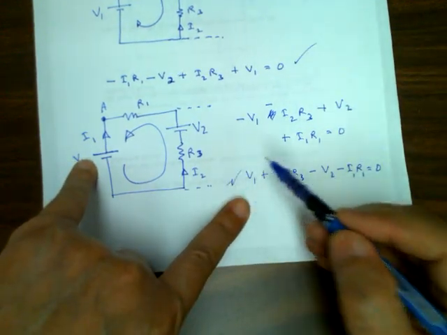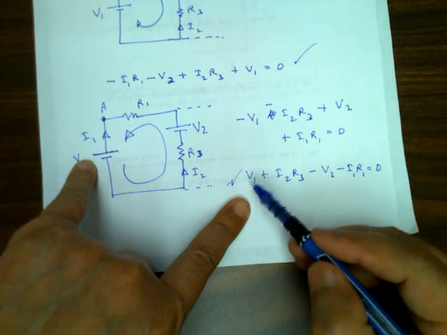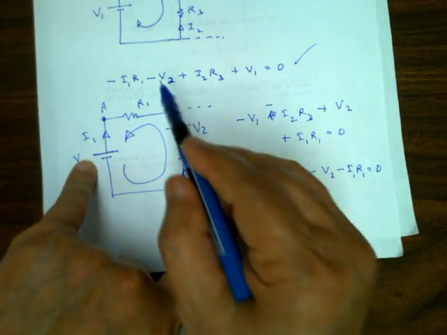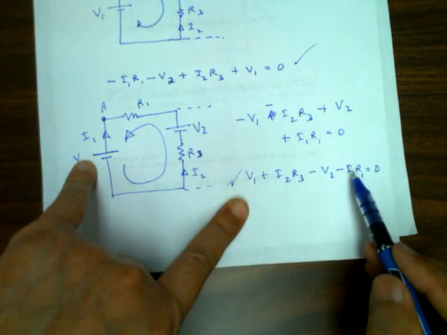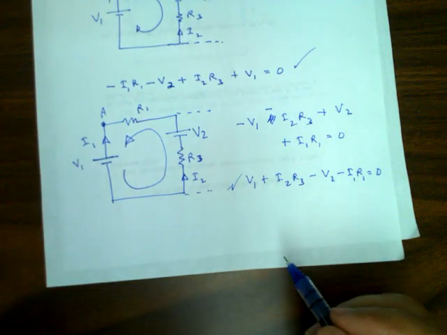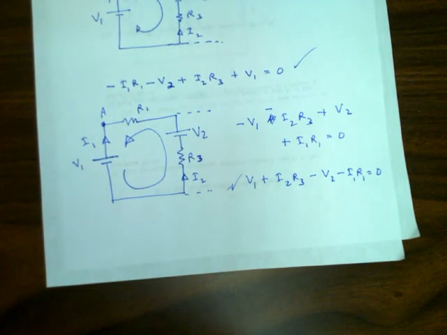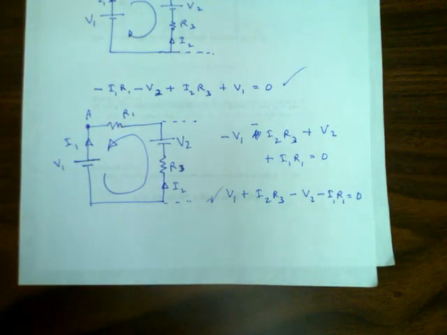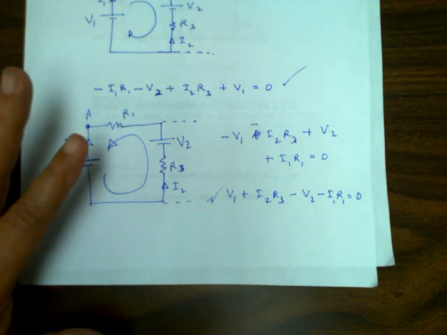This one and this one are the same. V1, V1, I2 R3, I2 R3, minus V2, minus V2, minus I1 R1, minus I1 R1. So if you know how to write that, you will get 4 points. Okay? Alright. So this is it. And if you study this, you will do very well in test 2.